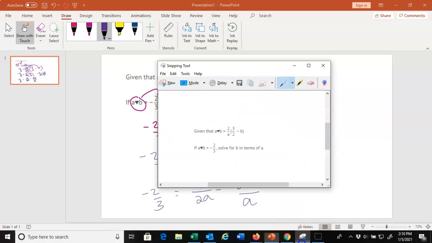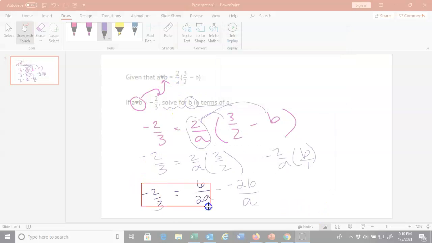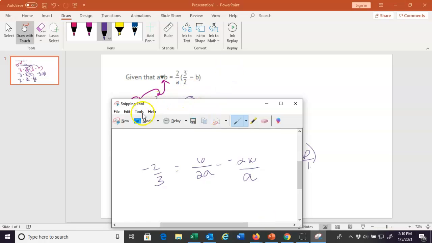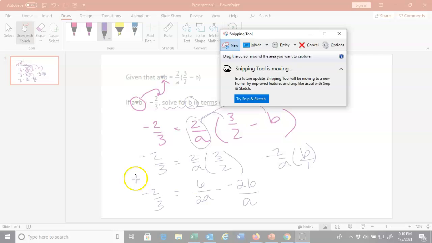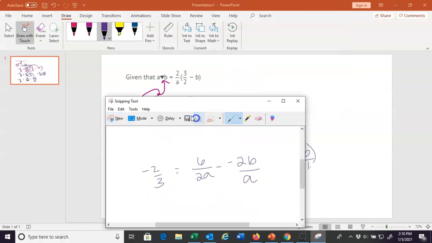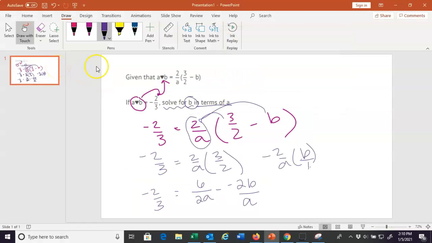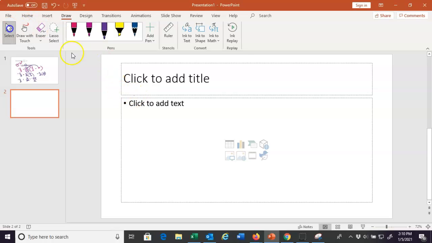Okay, don't forget you can pause this at any time. Let me just take a snip of this and move it to the next slide. There we go. I'll be a little more aware of my drawing.